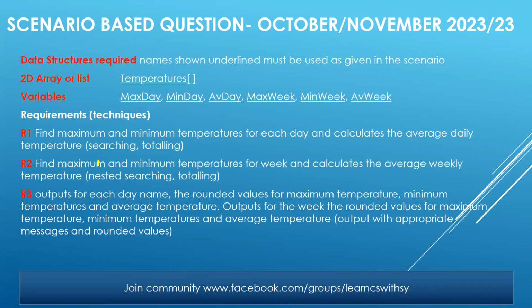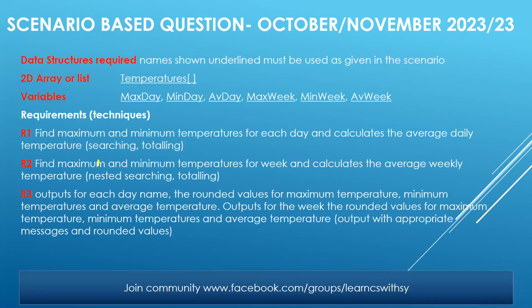Exactly. Requirement 3: output for each day name, the rounded values for maximum temperature, minimum temperature, and average temperature. Output for the week, the rounded values for maximum temperature, minimum temperature, and average temperature. You have to output with appropriate messages, and you have to use the round function to perform the rounding. And remember, rounding is done to 2 decimal places. Any issues, any questions?